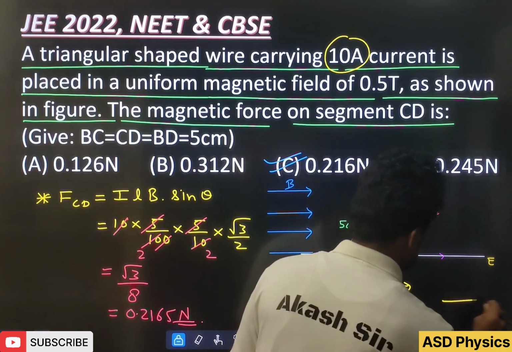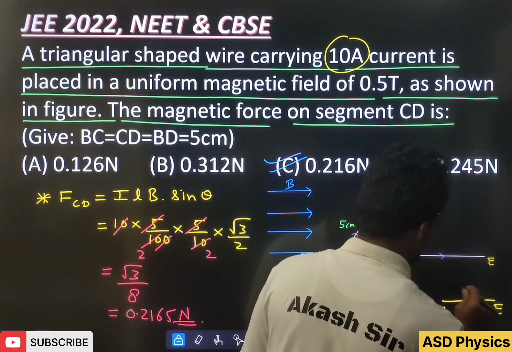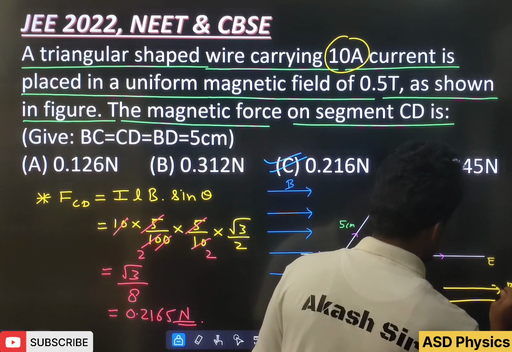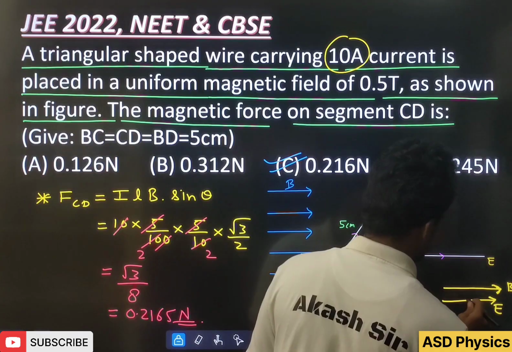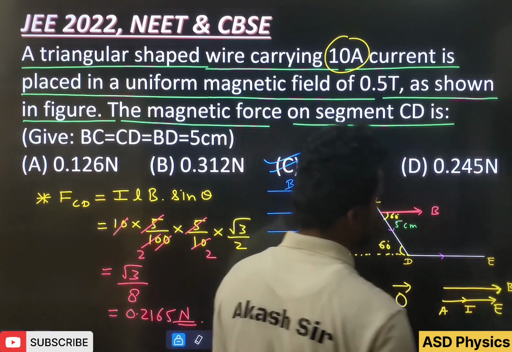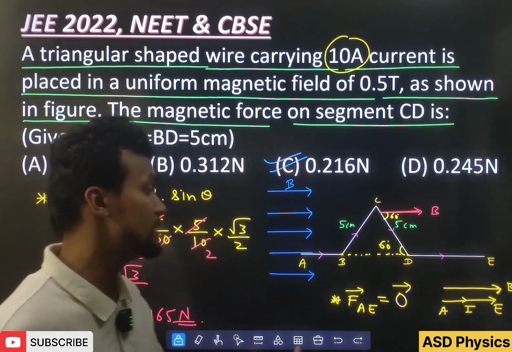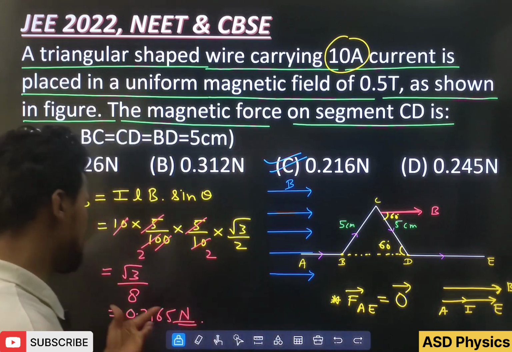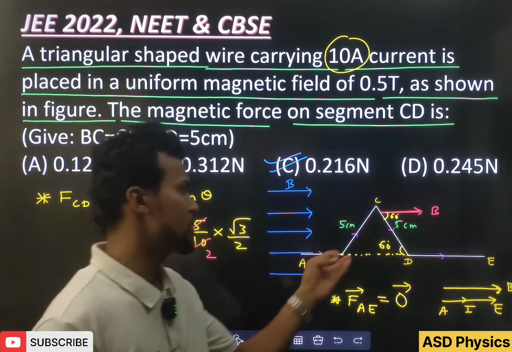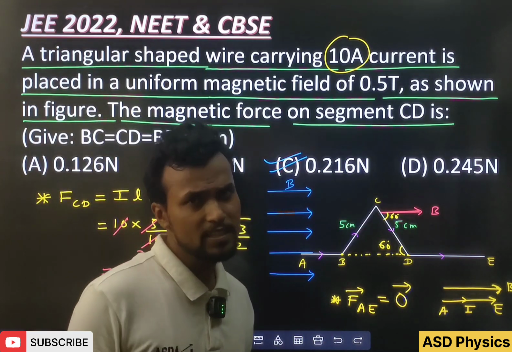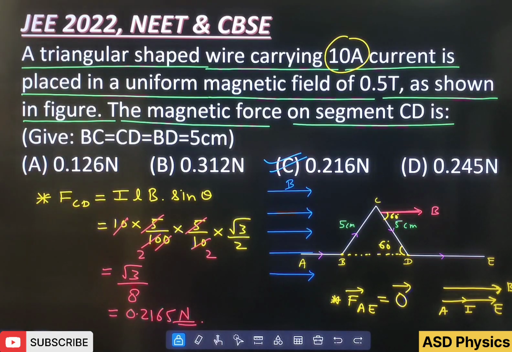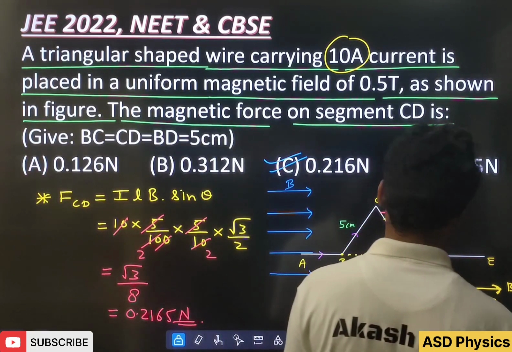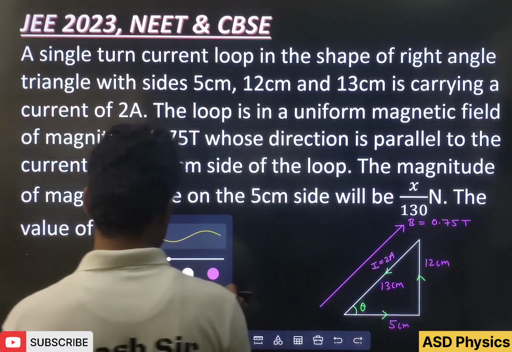0. Why? Because the full AE wire will be represented this way and the magnetic field is this way. So they are making how much angle? 0 degree. So the force on the wire AE will be 0. For CD they ask 0.2165 Newton. Even on BC we can calculate, not a problem, but the net force on AE will be 0, while in this question it is 0.2165 Newton. Okay, remember that. Next one, let's see again.